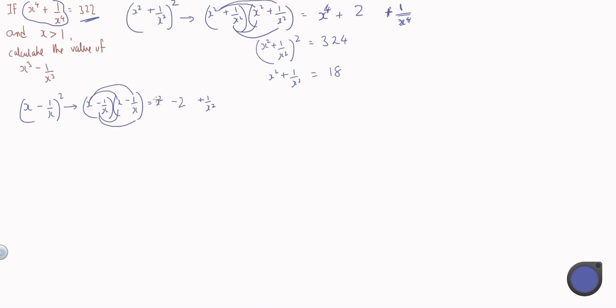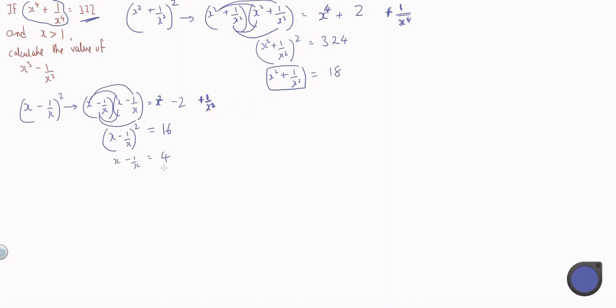But we know already this x squared add 1 over x squared, just highlighting that for you, is right here, isn't it? That's worth 18, so the bit I've highlighted here is worth 18. So then 18 take away 2 leaves you with 16. Right, now to get rid of squaring, you need to square root both sides. So you're left with that.